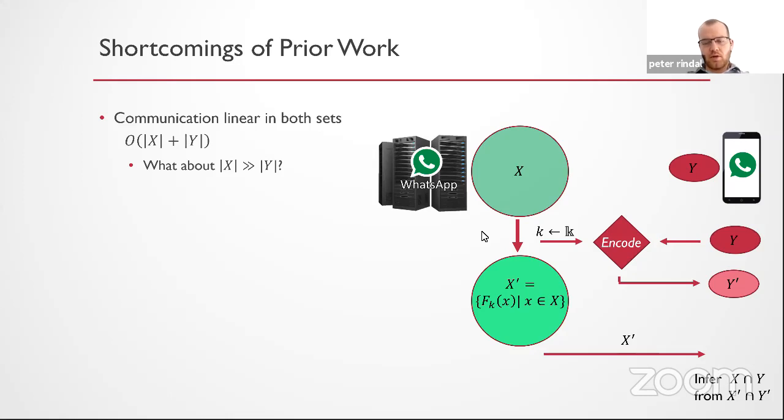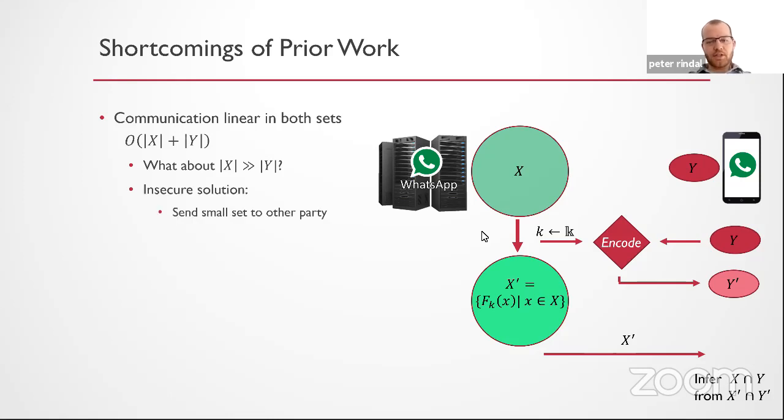So basically, all existing protocols first sample this key K and then encode the large set. And so whenever you do this, there's a fundamental limitation that this encoded large set has to be proportional in size to the original set.